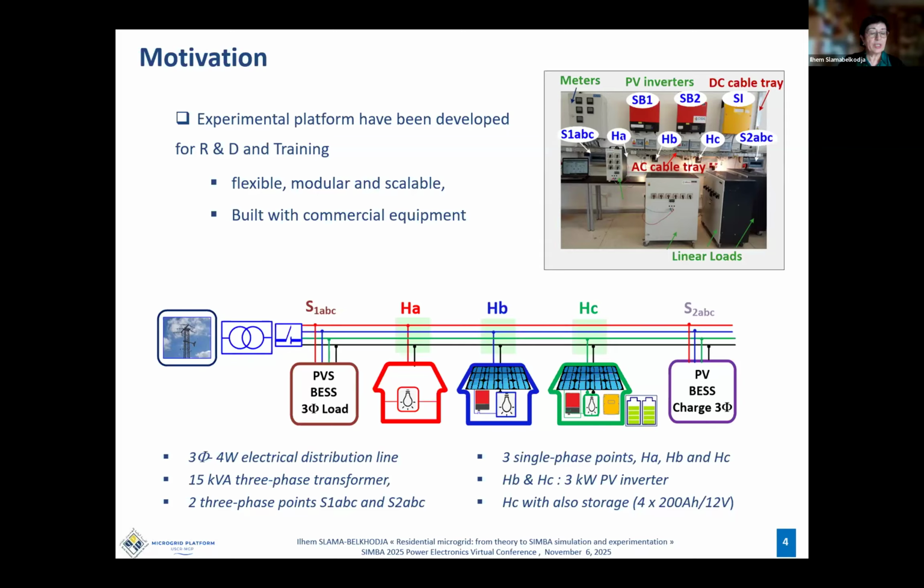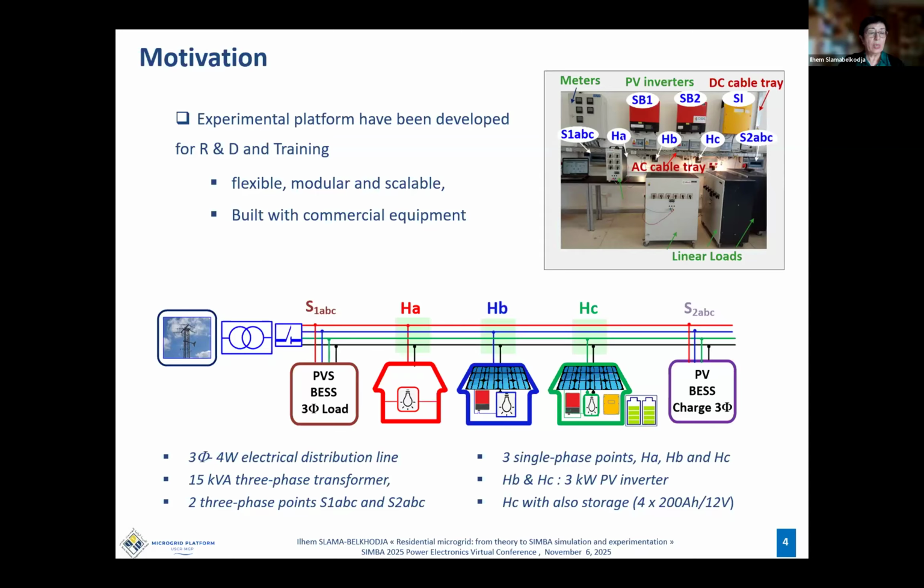There are 5 connection points, a three-phase one at each end of the line, S1 ABC and S2 ABC. We can connect a three-phase PV system or a BESS or a three-phase load at each of these connection points. There are also 3 single-phase connection points, one at each phase, corresponding to a residential house. So, house A, house B, and house C.